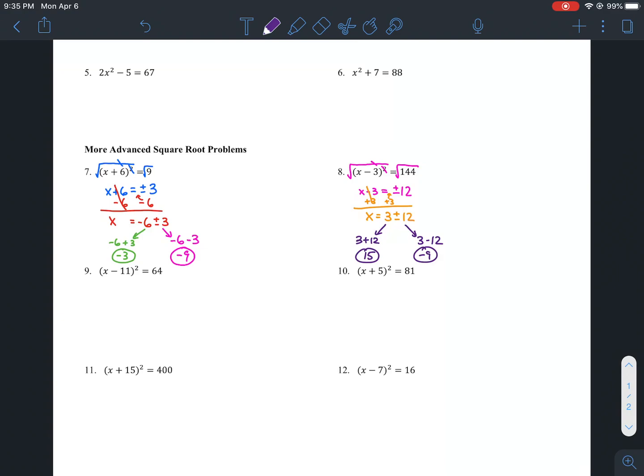Okay? So if you still have any questions or concerns at this point, please, please, please do not hesitate to reach out to me. You can send me a message through Schoology, or you can email me, and I will get back to you as fast as I can. If you're good to go, ahead and get that done and get it submitted to Schoology, and you'll be done with Algebra 1 for the day.